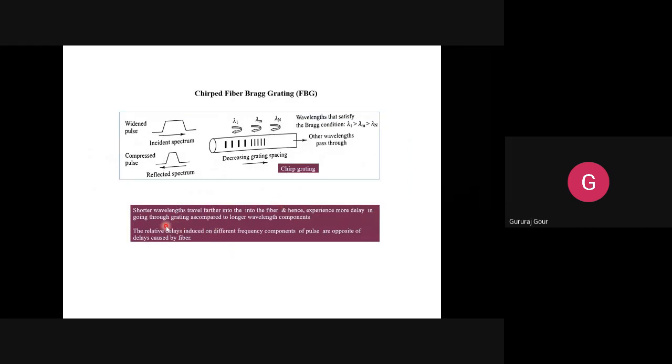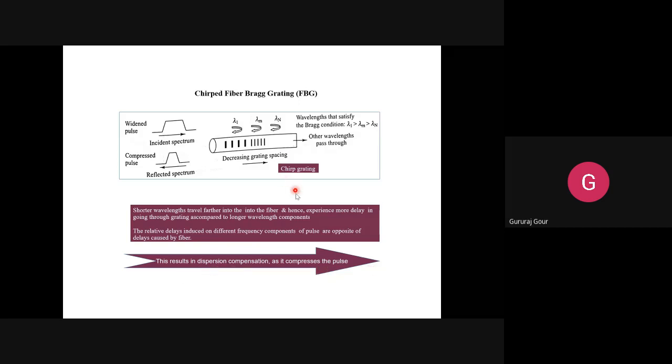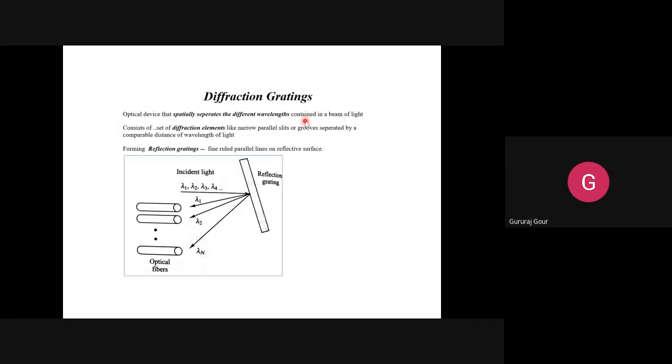The shorter wavelength travels farther, as you can see here. The shorter wavelength travels farther into the fiber, hence experiences more delay going through the grating as compared to the longer wavelength. The relative delays induced on different frequency components of the pulse are opposite to the delays caused by the fiber. So this results in dispersion compensation as it compresses the pulse. These are the vital points that we can include in the explanation of the chirped fiber Bragg grating.